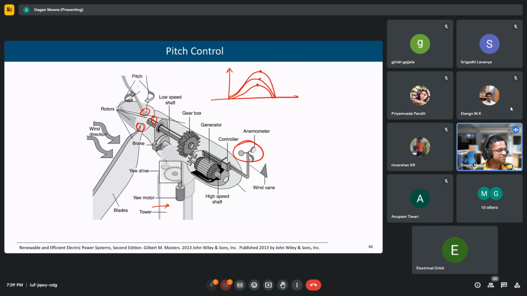So there are two converters in that. One is AC to DC and then DC to AC. Finally, this converter will be producing a 50 hertz signal, voltage and current. So the frequency of this may be different. It will depend upon the wind speed.